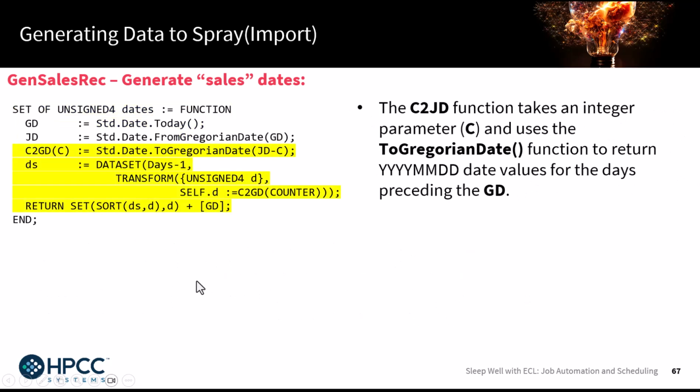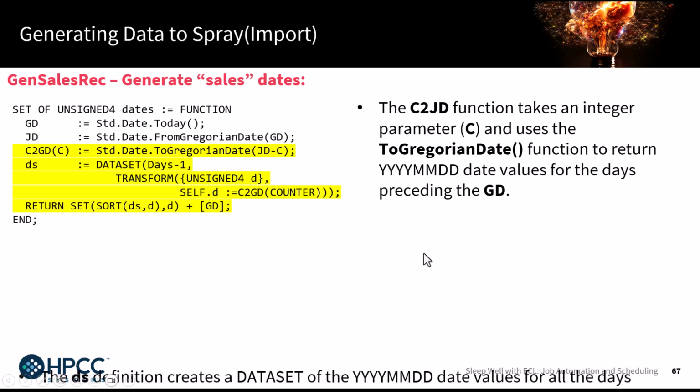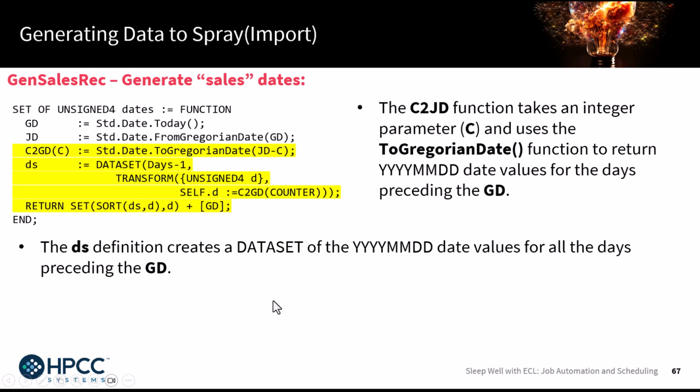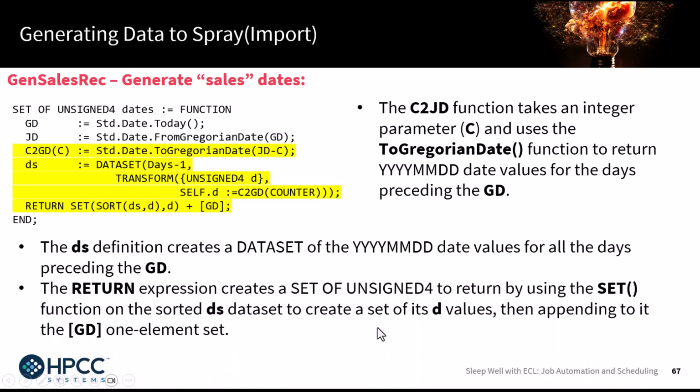All right, completing the dates function, the C2JD function takes an integer parameter and uses the to Gregorian date function to return, once again, the year, month, day values for the days preceding the Gregorian date, GD. And then the dataset definition creates a dataset of the year, month, day values for all the days preceding the Gregorian date. Return expression creates a set of unsigned fours to return by using the set function on the sorted data set to create a set of its D values and then appending it to the Gregorian date one element set.